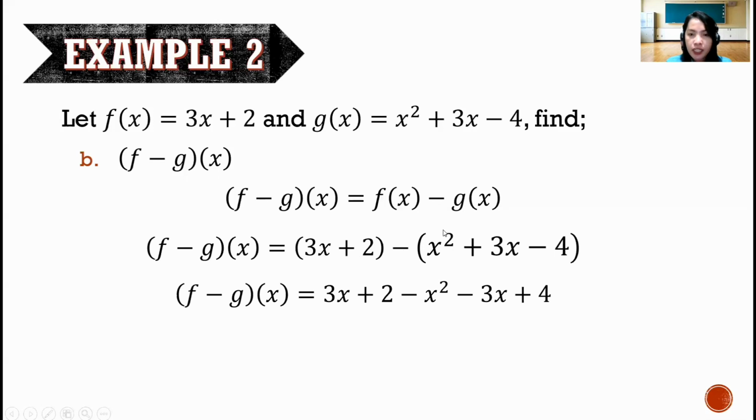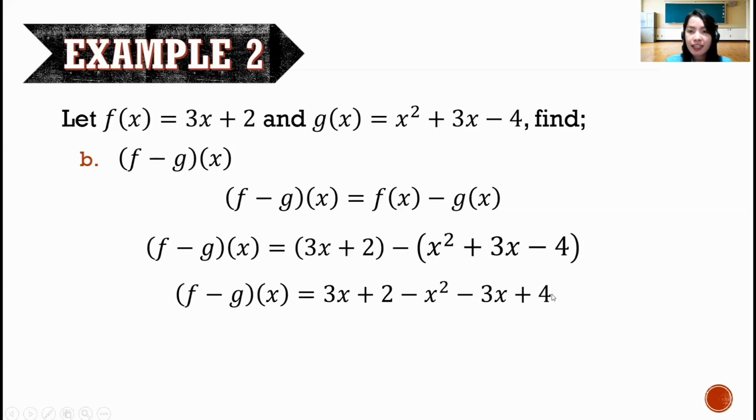Here, itong negative ay i-distribute mo sa each term ng function na nandito sa second. So, negative times x squared, that is negative x squared. Negative times positive, that is negative, then copy 3x. Negative times negative, that is positive, and then copy 4.